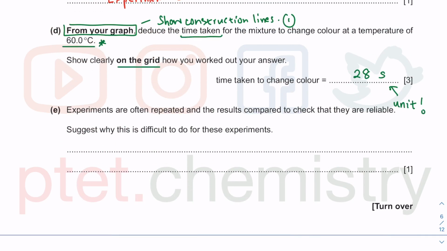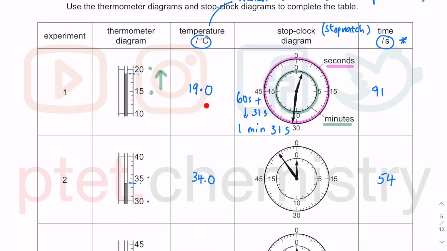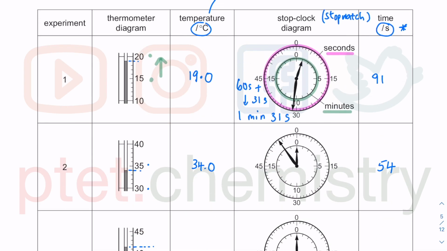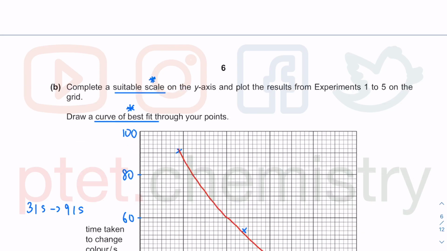Now, experiments are often repeated. You know that about titration, we repeat it for consistency issue, and this is basically to check that they are reliable. Why is it difficult to do for these experiments? If you look back at the original experiments, your temperature was not like one of those easy numbers like 20 or 35 or 40 exactly. These are very close to where you want it to be, but you are not going to be able to replicate your experiments to exactly have the exact same temperature as where you started from, things like 46.0 or 52.0 degrees Celsius.